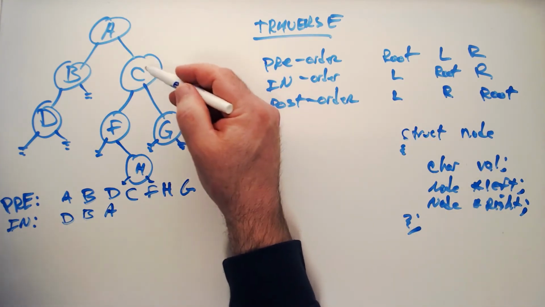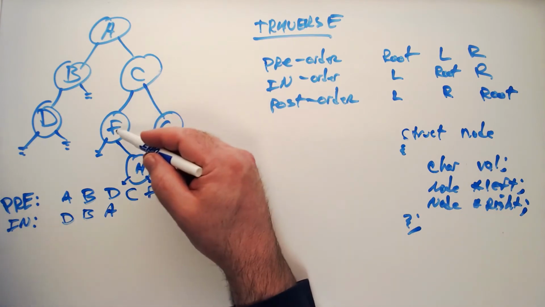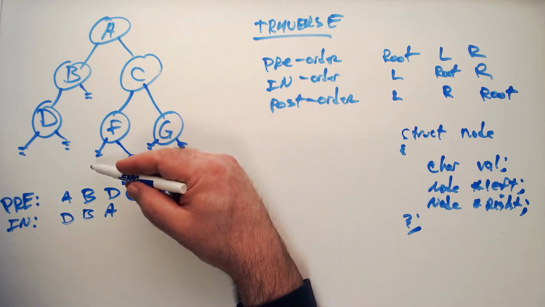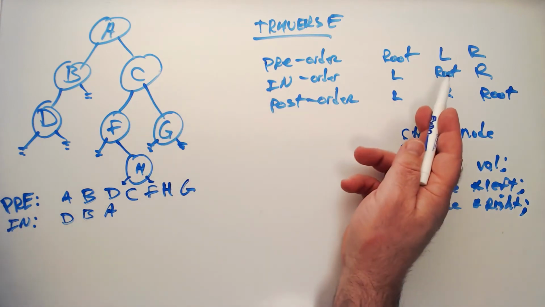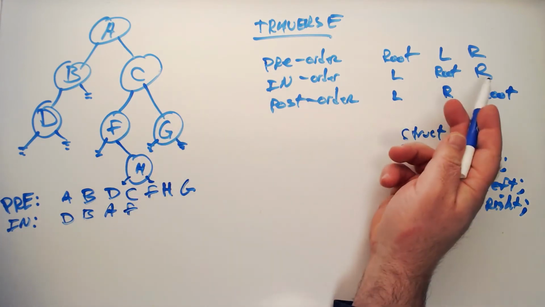Okay, C now runs. What does C do? Same thing. Take care of my left guy first. What does F do? Take care of the left one first. Done. Come back to himself. He needs to visit himself. Move on to the right child.